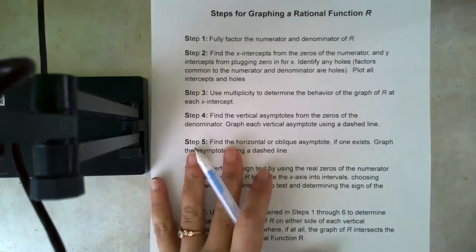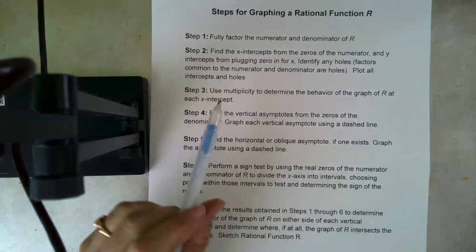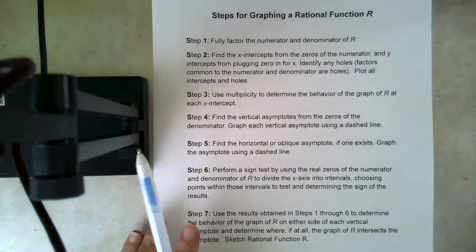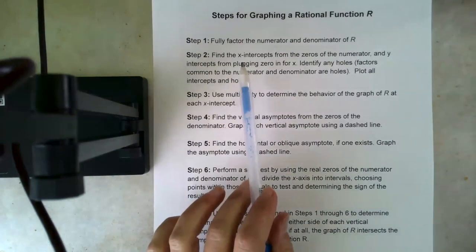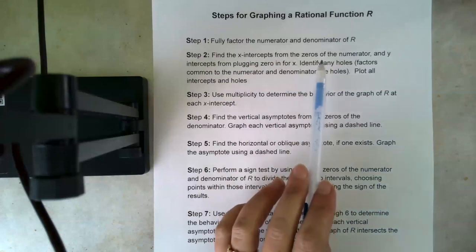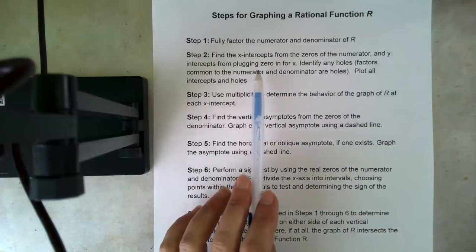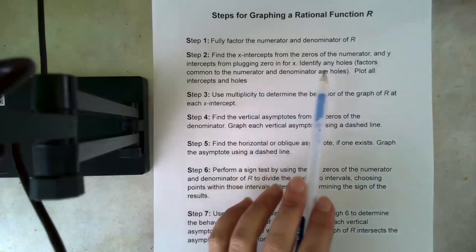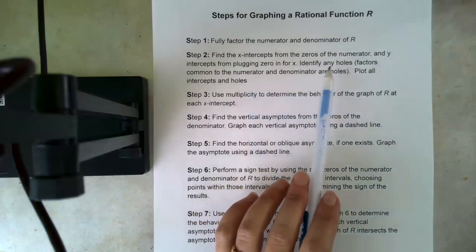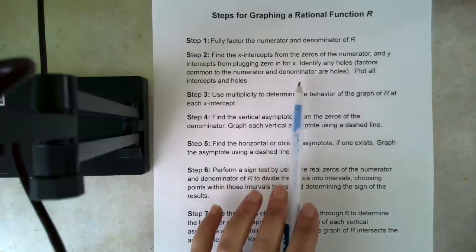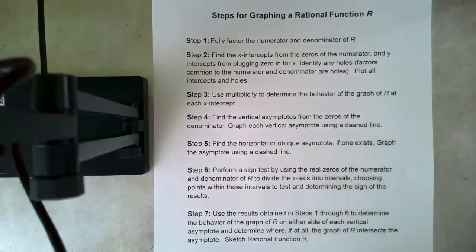And so just to review one more time, that was step 2. We found the x-intercepts from the zeros of our numerator. We found the y-intercept by plugging 0 in for x, and then we remembered to check for holes, factors that are common to top and bottom, and then we plotted everything. Okay, so that is completing step 2 on all 3 of these functions.